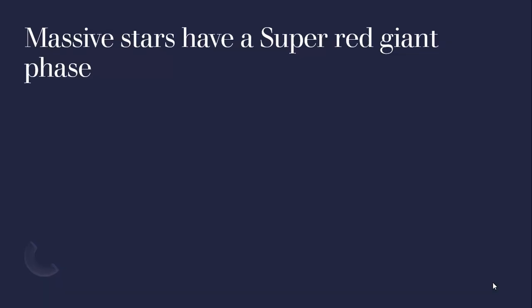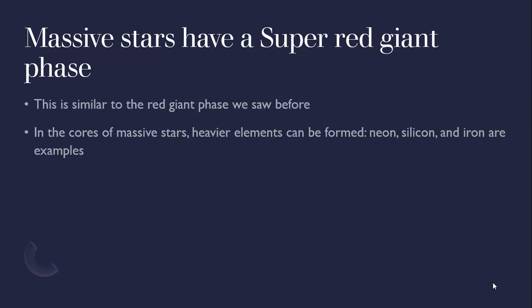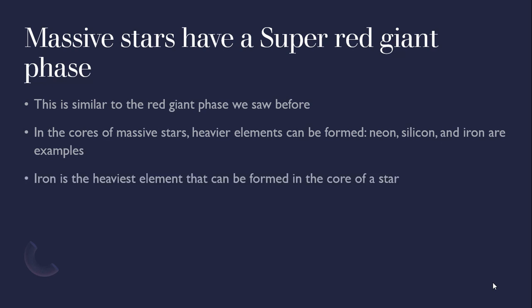So massive stars have a super red giant phase instead of a red giant phase, but it's similar to the red giant phase we saw before. In the cores of massive stars, heavier elements can be formed, like neon, silicon, and iron. Iron is the heaviest element that can be formed in the core of a star. So once we get to iron, that's it. Iron does not release energy when it is fusing, so the fusion just stops there.